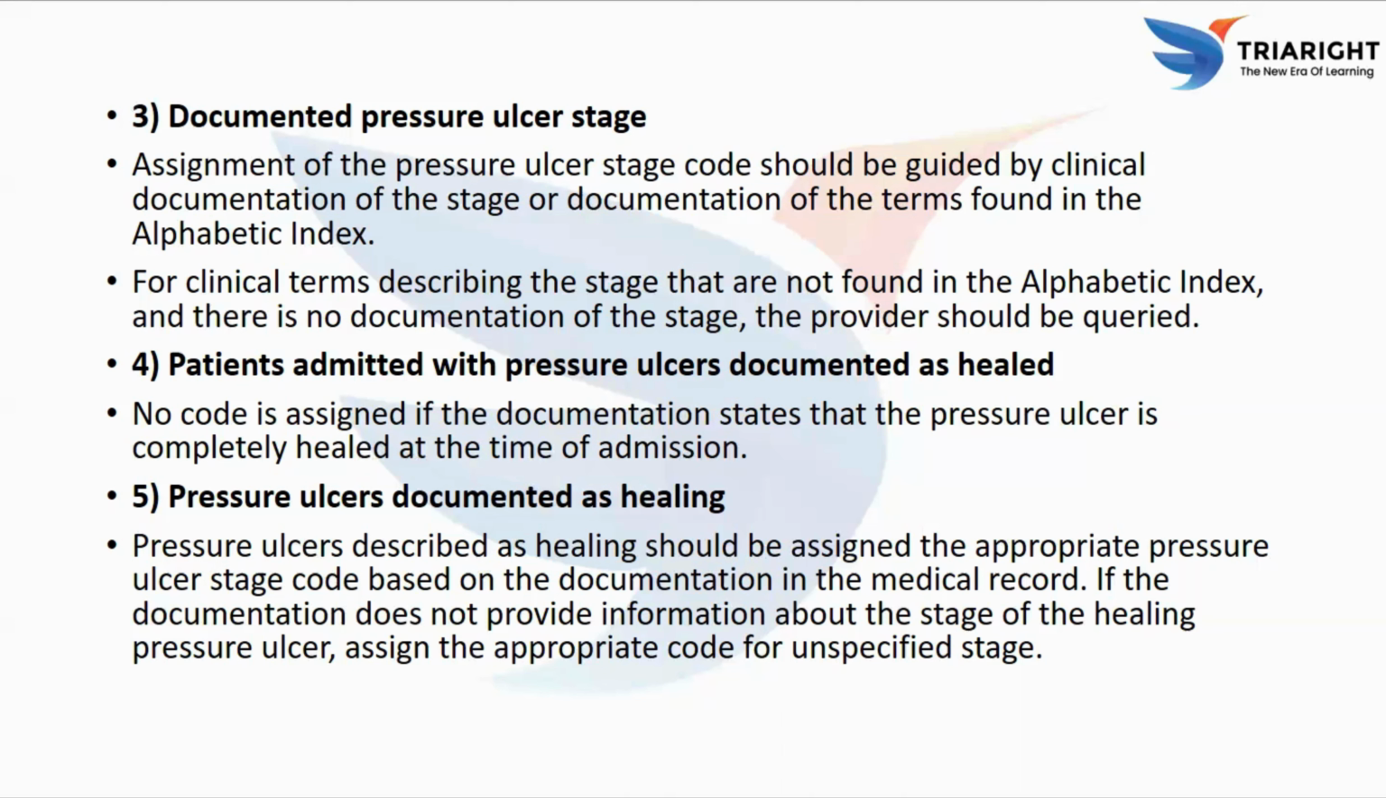So how do you code whenever the document says the ulcer is healing? Sometimes the chart states healing pressure ulcer instead of giving a stage. You have two coding rules over here. The first one is healing ulcer plus the stage is mentioned, so you have to assign the code for the documented stage. The second one is healing ulcer plus stage is also not documented, then you have to assign unspecified stage, that is the L89.9 code. A healing ulcer is always still an active ulcer, so it must be coded, unlike the healed ulcers. So these are the key points for guidelines 3, 4 and 5.